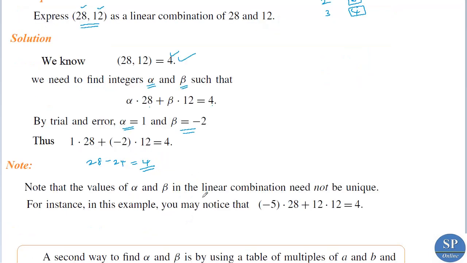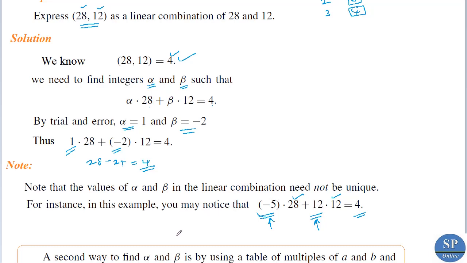Now, this linear combination is not unique. That is, the values of alpha and beta are not unique, because in the above example, we can also choose alpha equal to minus 5 and beta equal to 12. That is, minus 5 into 28 plus 12 into 12 equals 4 itself. Therefore, 4 can be expressed as a linear combination of 28 and 12 by taking alpha equal to minus 5 and beta equal to 12, and earlier we took alpha equal to 1 and beta equal to minus 2. So such linear combinations may not be unique. So the first way of finding the linear combination is by trial and error.